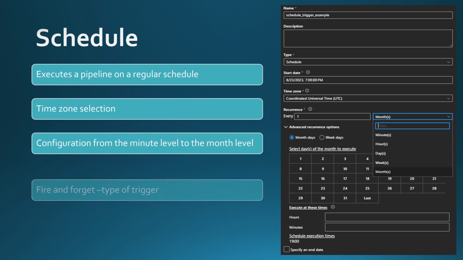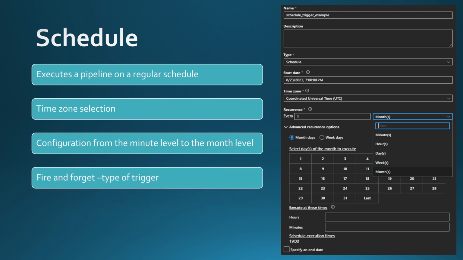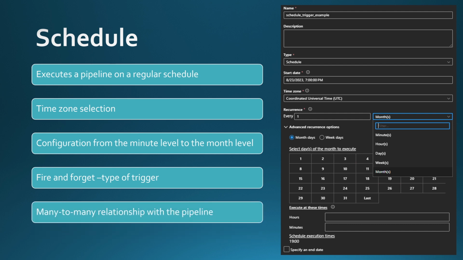This trigger is fire and forget type, so it doesn't care what happens to the pipeline after the trigger has fired, and there is no way, for example, to say that if the pipeline fails, please try to rerun it a couple of times. This difference will become a bit clearer when we cover tumbling window triggers after the schedule trigger. The relationship between the pipeline and this trigger is many to many, meaning that one pipeline can have multiple schedule triggers and one schedule trigger can trigger multiple pipelines.